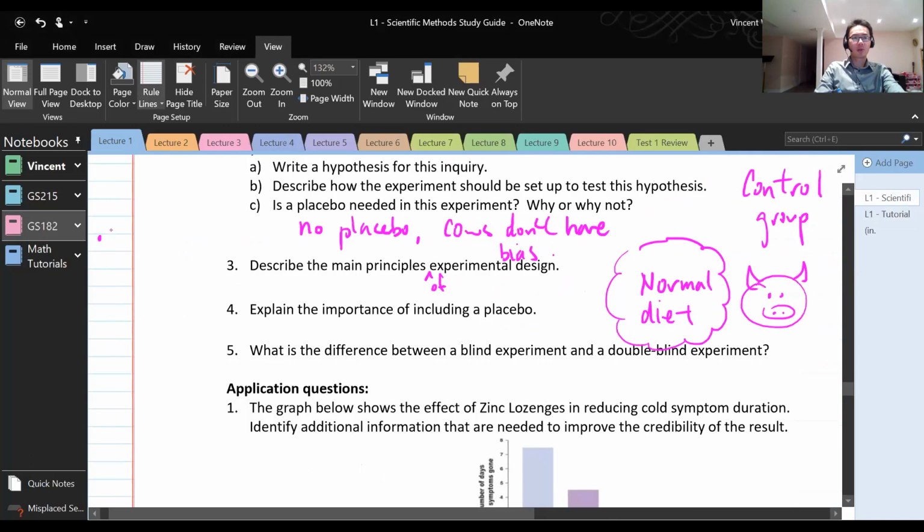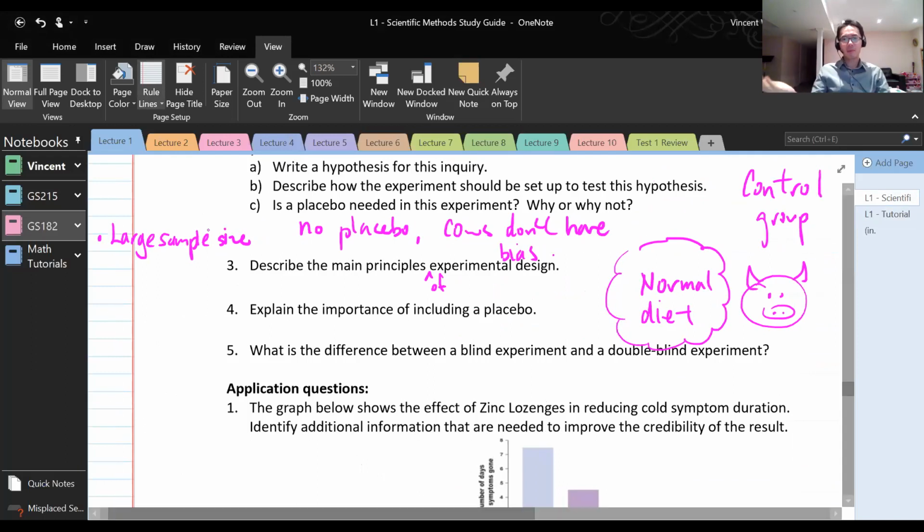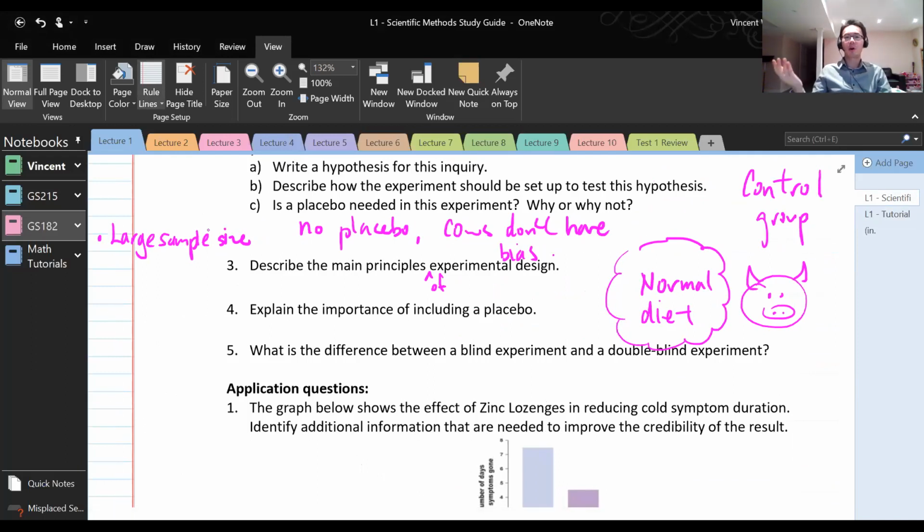For example, we want to have large sample size. Large sample size. Okay. Think of our vitamin experiment. We cannot just have 10 people in each group. That is too small of a sample size to make any kind of a definitive conclusion.